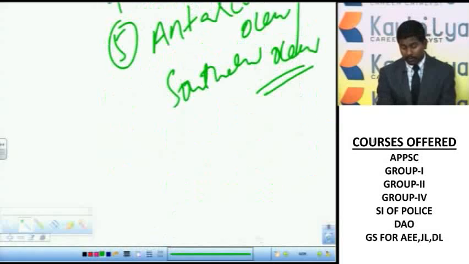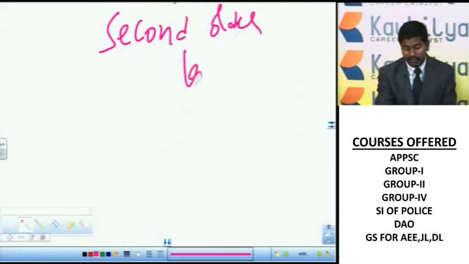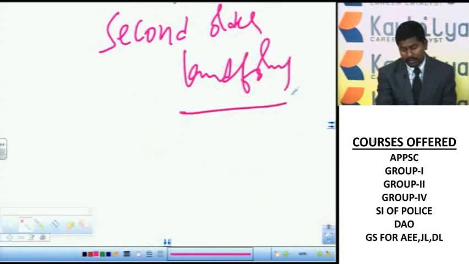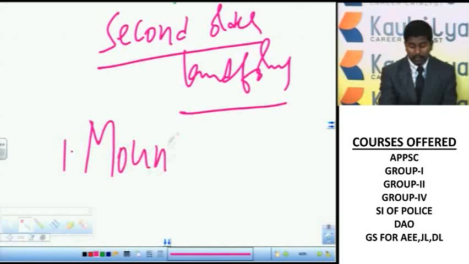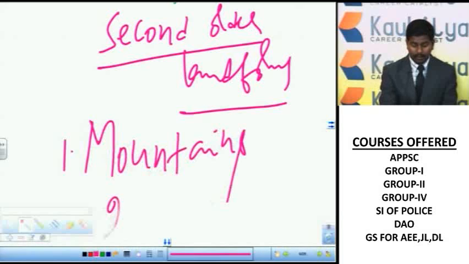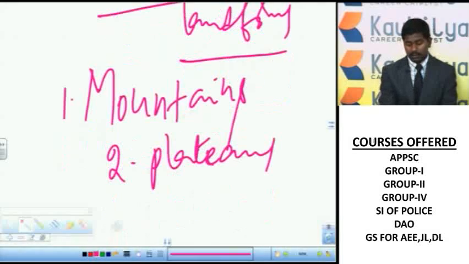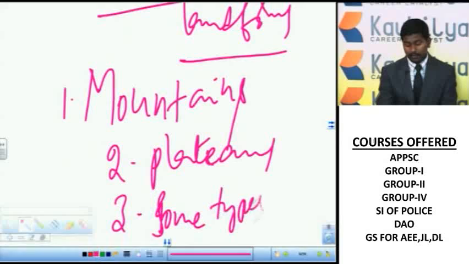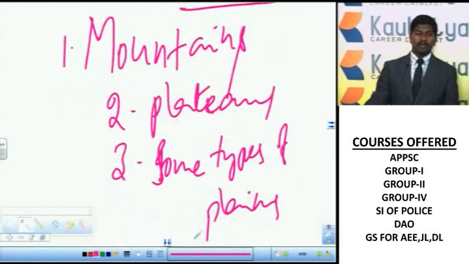Now we'll move to the next topic, that is second order landforms. I already mentioned to you, the second order landforms are mountains, plateaus, and some types of plains.